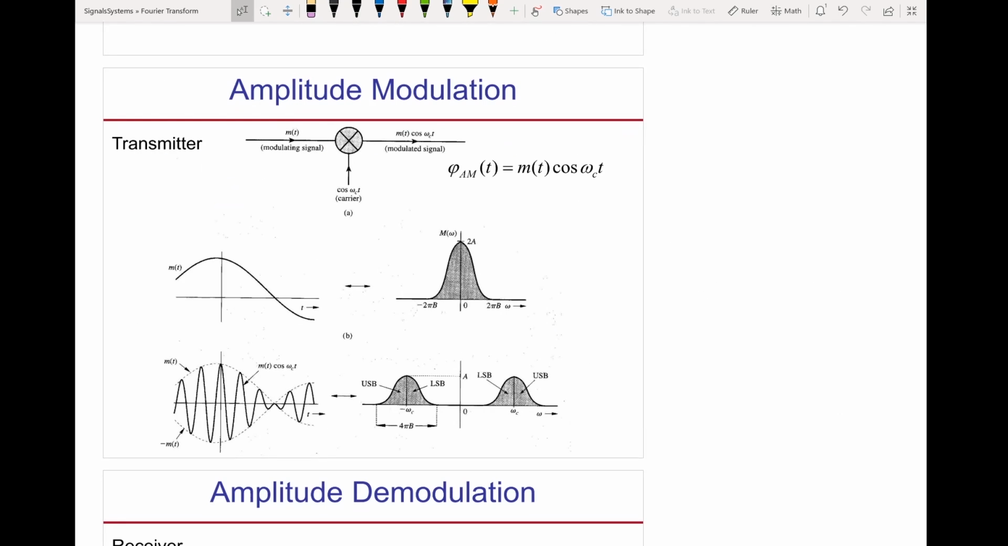A big application of amplitude modulation is in wireless communication, or transmission through radio frequency. And this is the transmitter. How does it work? Very simple. You have a message signal m of t, and that could be speech. And for speech, the highest frequency is 20,000 hertz.